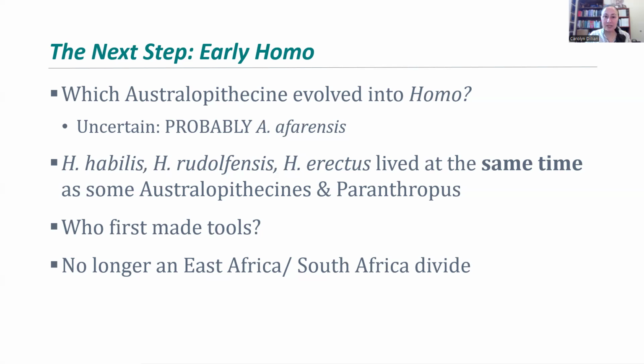I also want to point out that up until this point, we've had East African species and South African species, and they were different. Now, with the genus Homo, we see the same species across both East Africa and South Africa and moving out of the African continent. So we'll talk about that too.